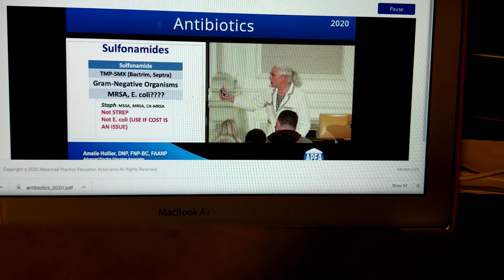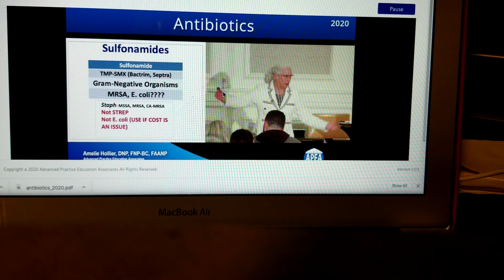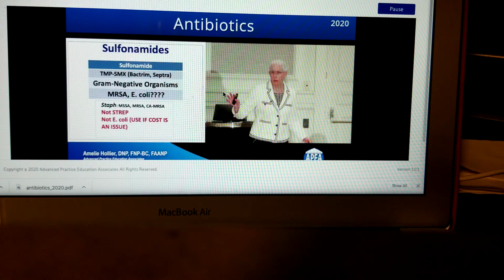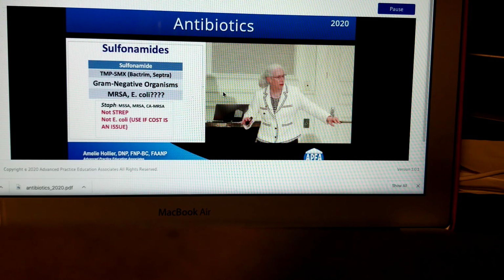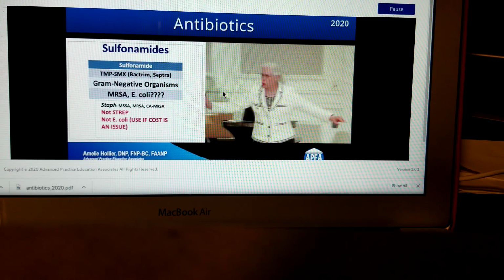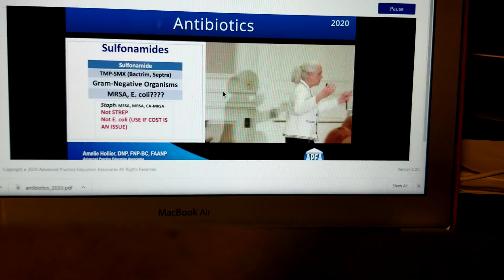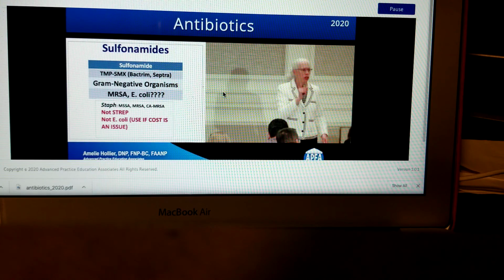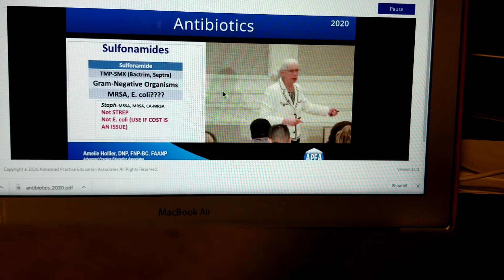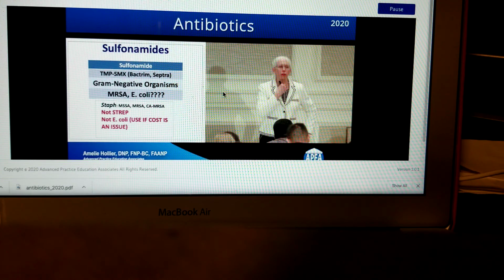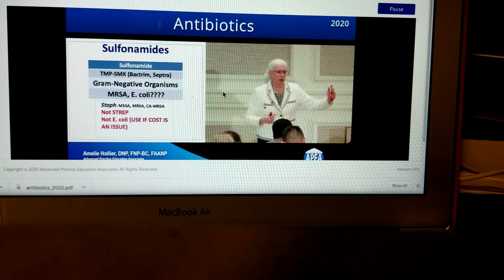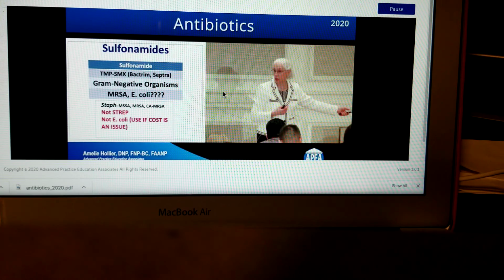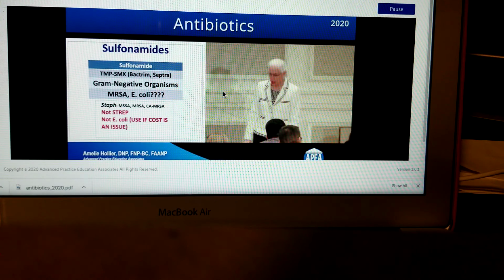We do use loads of Bactrim to treat MRSA, right? We use it for MRSA. I don't know why it works. MRSA is gram-positive, and Bactrim treats mostly gram-negative pathogens. I don't know why it works, but it does. Let me ask you something. Do you see why we would never use Bactrim to treat strep throat? Strep is gram-positive, and Bactrim treats the gram-negative bugs. You got it? All right.